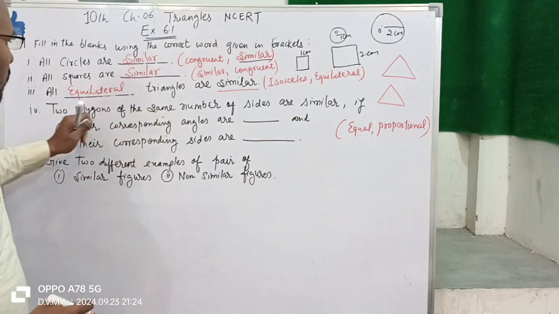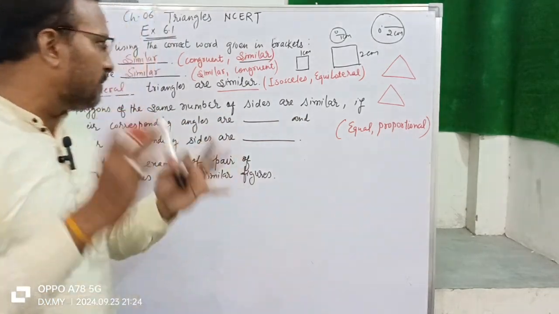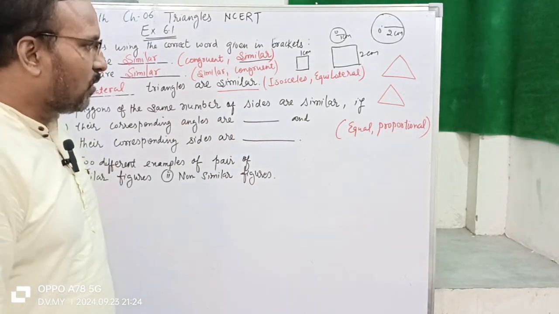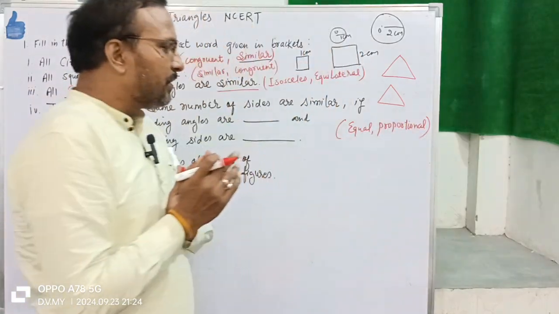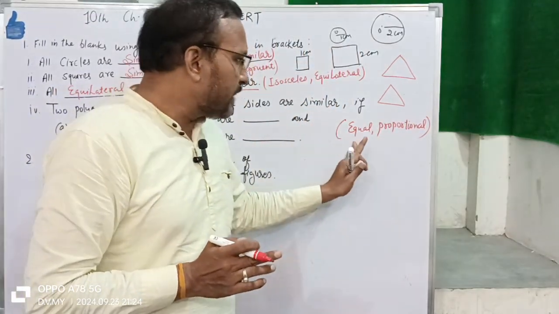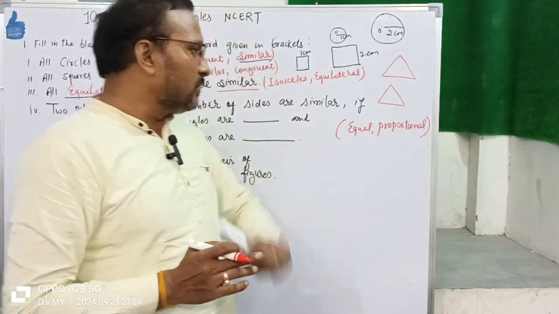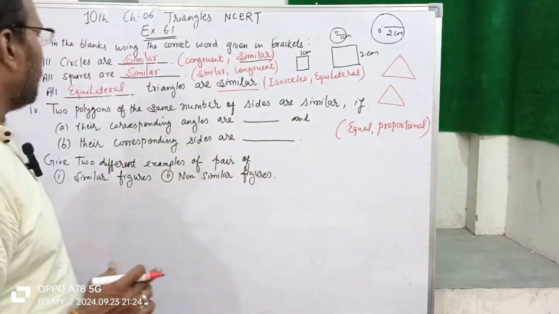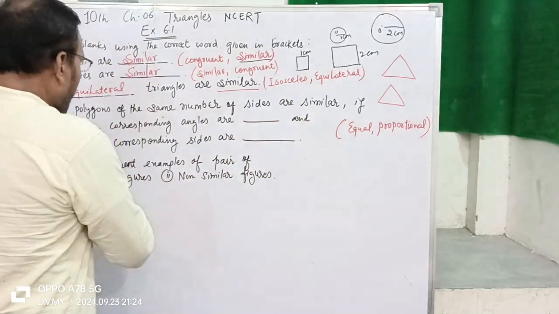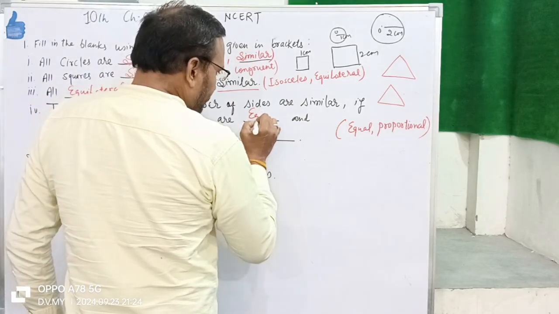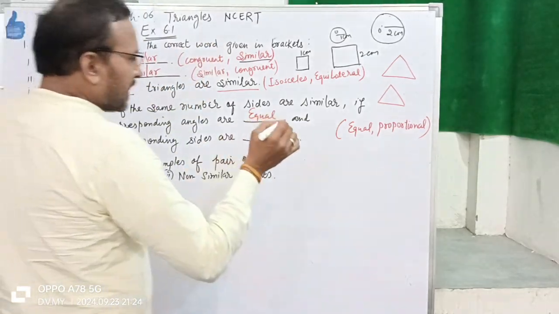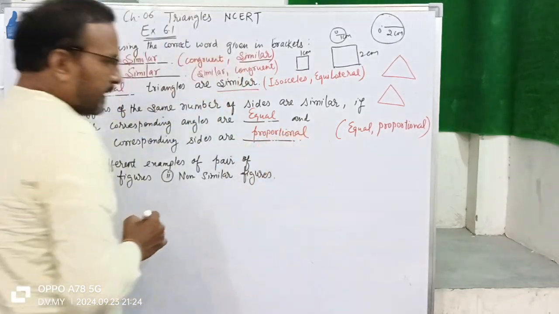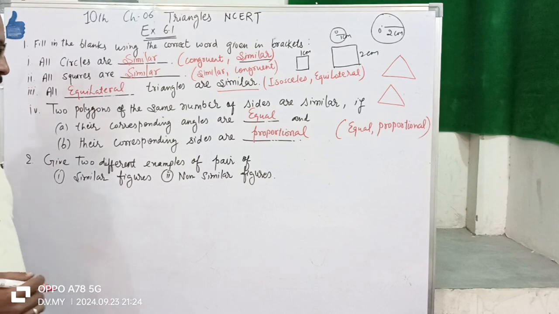Now, fourth question: two polygons of the same number of sides are similar if their corresponding angles are dash and their corresponding sides are dash. In the brackets we have two values, equal and proportional. Which word goes in the first blank and which in the second? Their corresponding angles are equal, and their corresponding sides are proportional. Okay, now come to the next question.